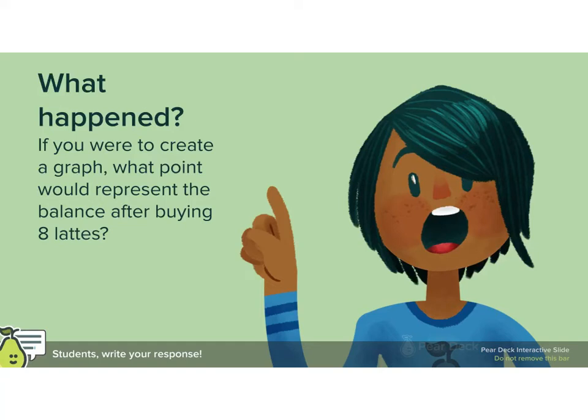All right, so the next two questions, these are the ones where they just want us to think about it and write a response. So if you were to create a graph, what point would represent the balance after 8 lattes? So this is where we need to use the equation, right? So the balance equals 35 minus 2 times how many pumpkin spice lattes I get. So the balance would be 35 minus 2 times 8, right? For 8 lattes, that's 35 minus 16, which is, I believe, $19.